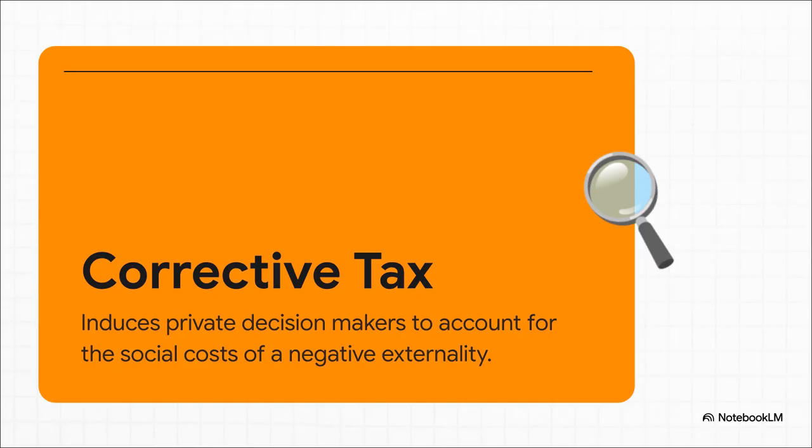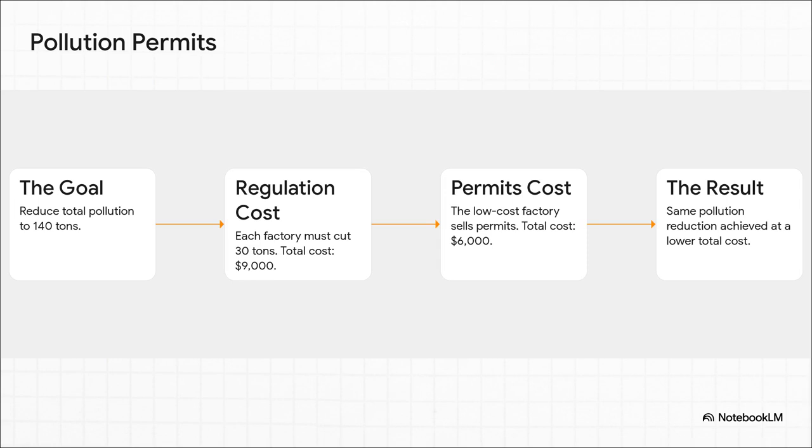One of the big tools in that market-based toolbox is something called a corrective tax, or sometimes a Pigovian tax. The idea is brilliant in its simplicity. You put a price on the right to pollute. It's a tax specifically designed to make the polluter, like our paper factory, account for the social costs they're creating. It forces them to internalize that externality we were just talking about. But here's an even more clever solution: tradable pollution permits.